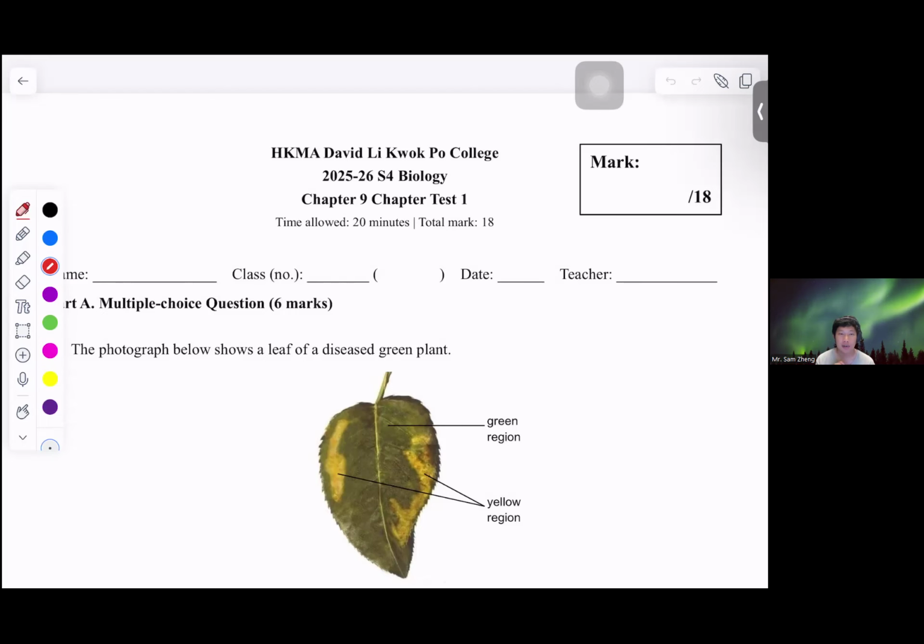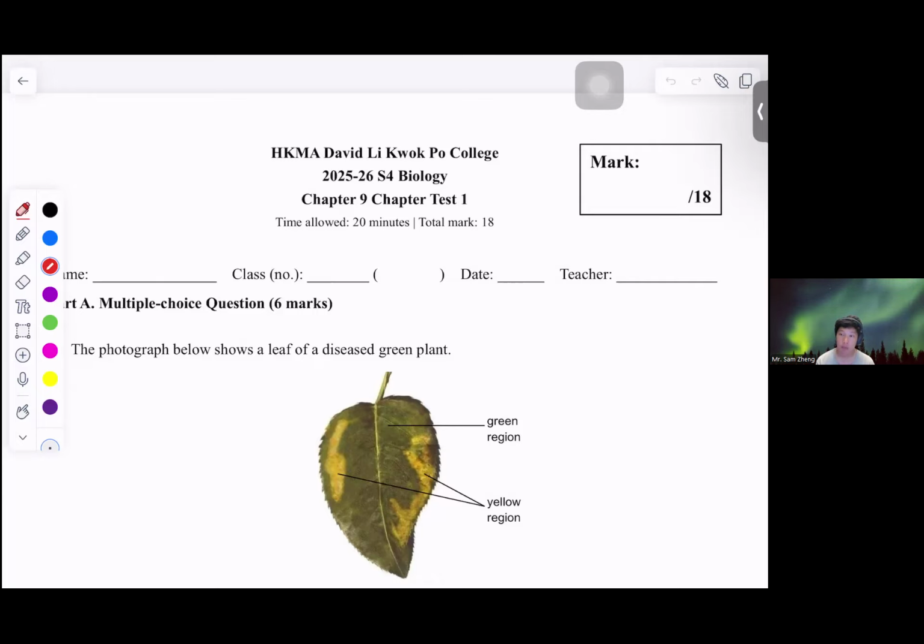So now, on your desk, you should have the chapter 9 chapter test 1. I've already marked it and scanned it. In case you really cannot find yours, just let me know and I'll send you an e-copy of this chapter 9 test. The performance on this test is actually not that good, but never mind, let me go through all these parts with all of you today.